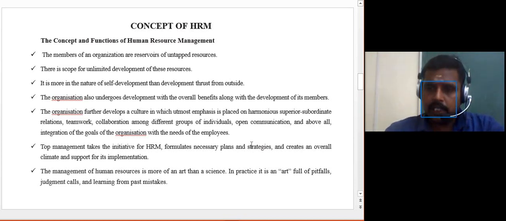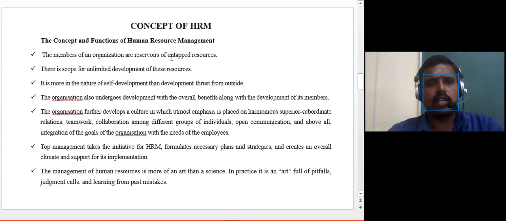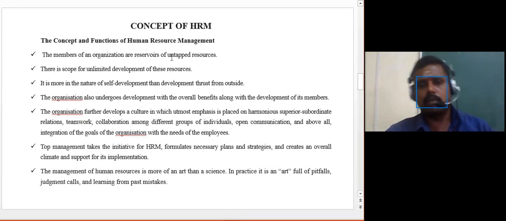So assume that the human resource is a valuable resource. We have to tap the untapped resources from the whole unit. This is the most important resource, and there is scope for unlimited development of these resources without fail. It is more in the nature of self-development than development from outside. And the organization also undergoes development, with overall benefits along with the development of its members.